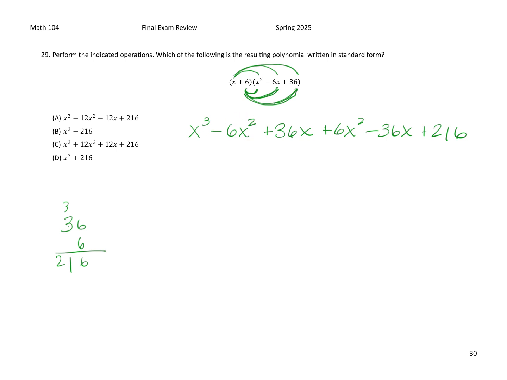Okay, so now I'm going to combine like terms. I've got a negative 6x squared and a positive 6x squared, so those cancel. I have a 36x and a minus 36x, so those cancel. And I just have x cubed plus 216, option D.